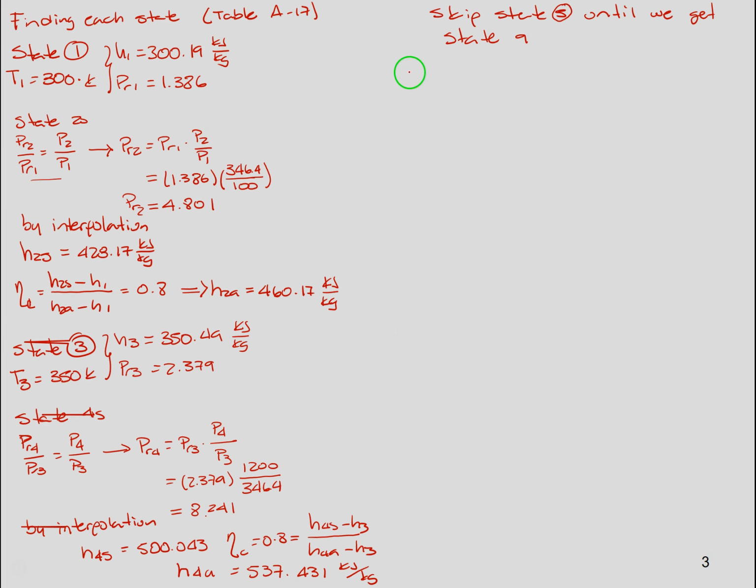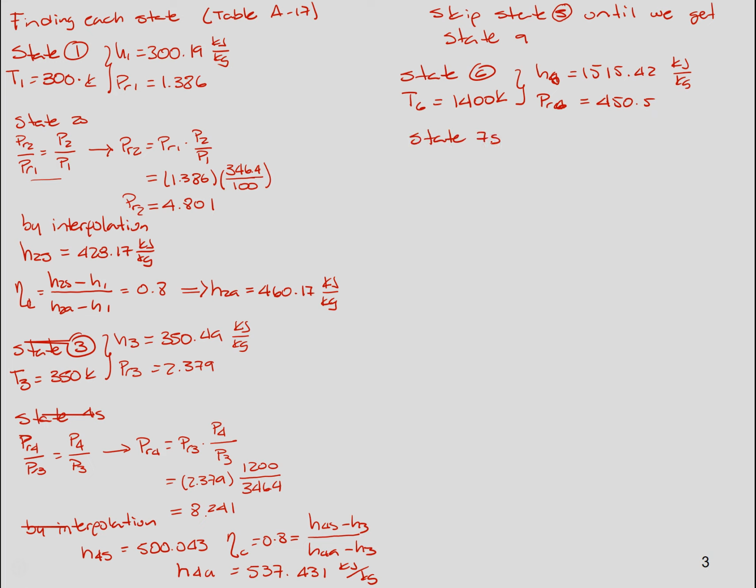So we'll start with state 6. On state 6, we know that the temperature is 1400 Kelvin. From there, we can get H6 to be equal to 1515.42, and PR6 is 450.5. Again, no units.